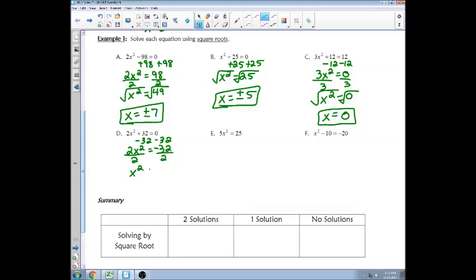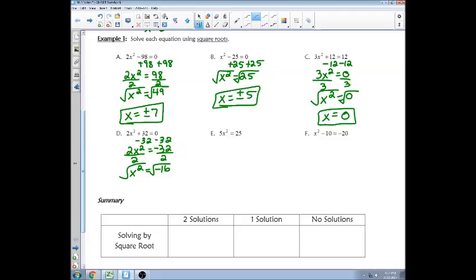X squared is equal to negative 16. If I take the square root of that, if you go ahead and try to type that in your calculator, what's going to happen is it's going to come up with an error because I can never take the square root of a negative number. There is no way to take two numbers, whether they be positive or negative, and multiply them by themselves to get me to negative 16. As an example, you don't need to write this down.